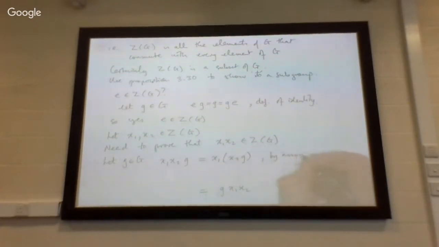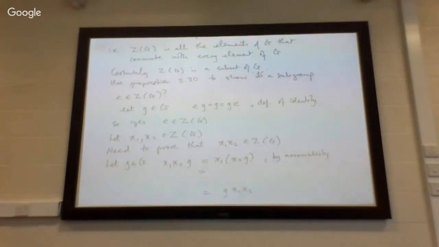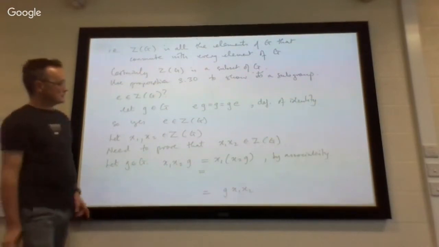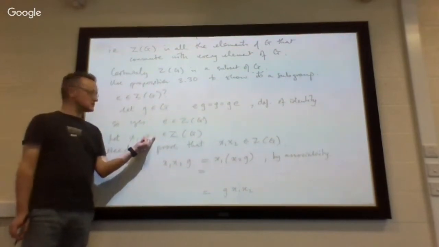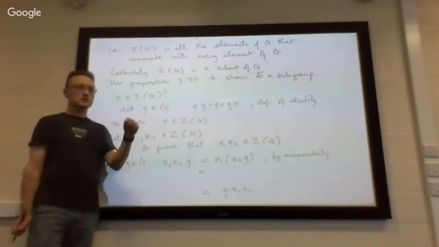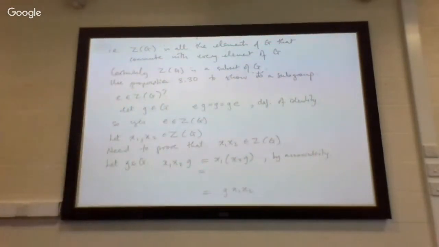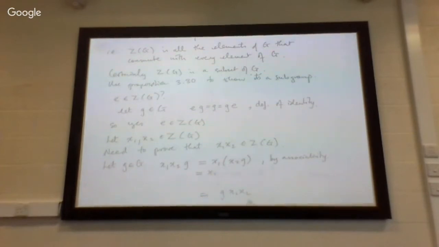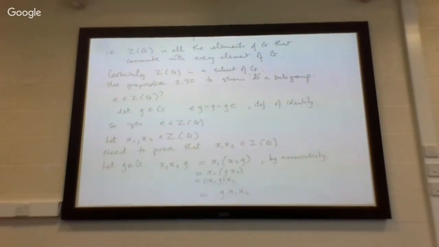What does that cause us to say now? Because x2 is in the center, x2g is gx2. x2 is a special element from the center and commutes with every other element, so x2 can move over. Remember, we want to get things over to the other side of g. Play associativity again, bracket it as x1g, x2. Then do the same thing for x1. This is g x1 x2.